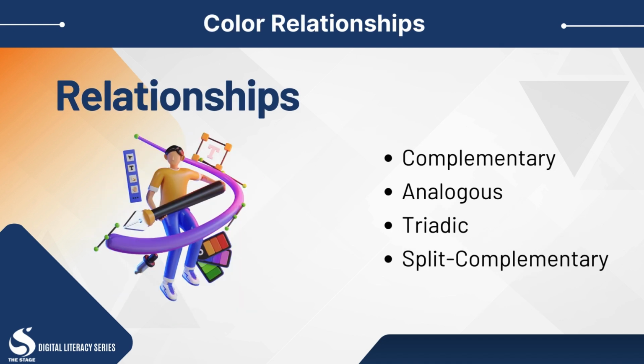Now, understanding color relationships, also referred to as color harmonies, helps us to create visually appealing designs. We have a few color relationships that we're going to talk about: complementary, analogous, triadic, and split complementary. We're going to discuss all of these.